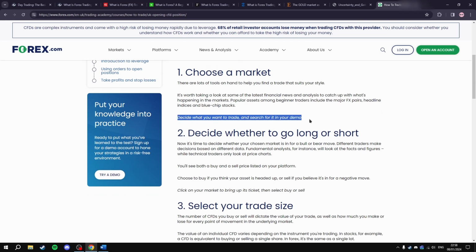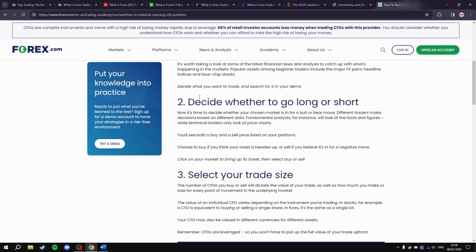Decide what you want to trade and search for it in your demo. Decide whether to go long or short, so whether it's going to increase in price or whether it's going to decrease in price. Now it's time to decide whether your chosen market is in for a bull or bear move. Different traders make decisions based on different data. Fundamental analysts, for instance, will look at the facts and figures, while technical traders only look at price charts.